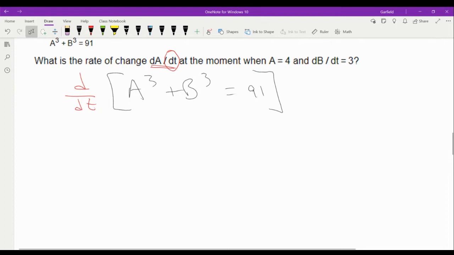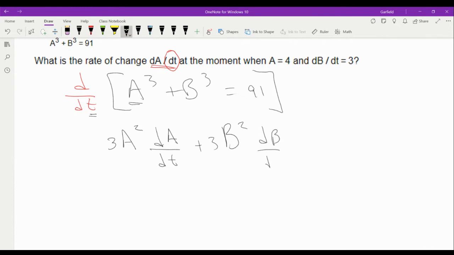Now, when we take the derivative of A to the third, that will become 3A squared, just like we have done before many times. However, as we mentioned last class, because the variables there are the same, we need to include a dA by dt. Similarly, this will be 3B squared dB by dt. And finally, we have to take the derivative of 91. And what's going to be the derivative of 91? Zero. Very good. Because the derivative of any constant is zero. It doesn't matter which variable you take it with respect to.